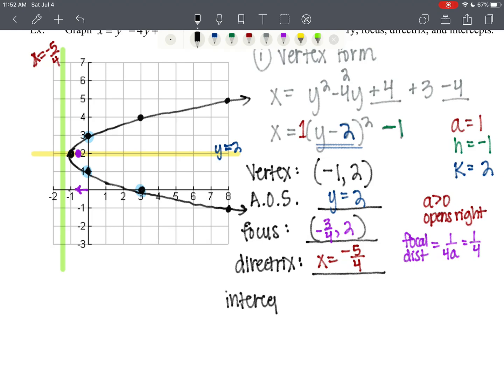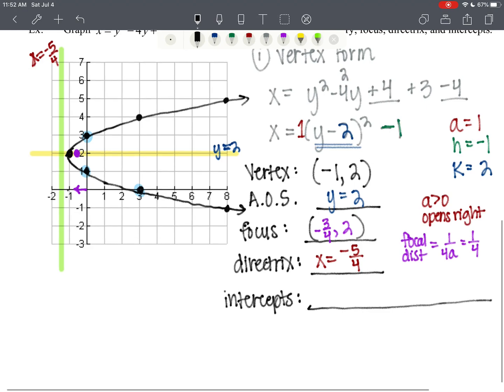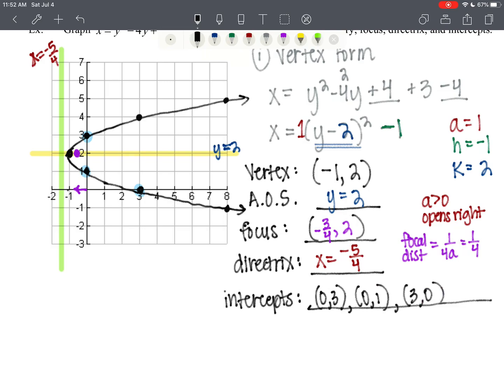So my intercepts are (0, 3), (0, 1), and (3, 0). This is my x-intercept, and these two are my y-intercepts. And that's a graph of a parabola opening horizontally.